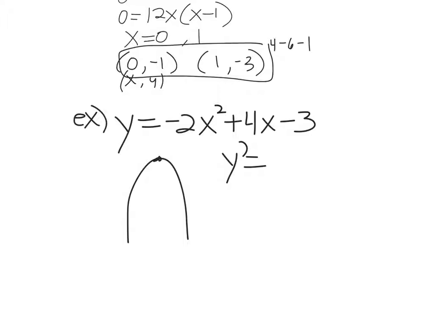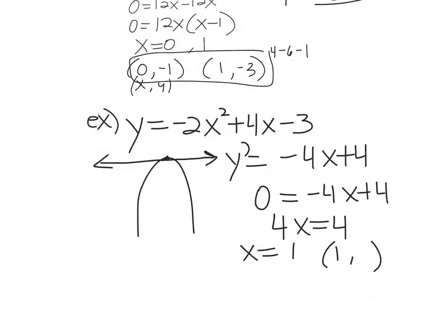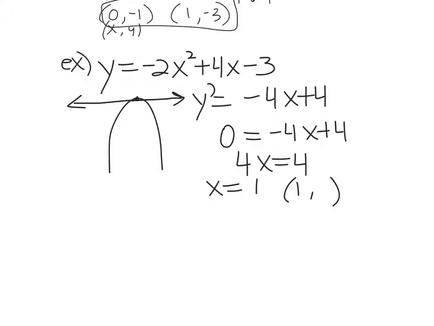And you get negative 4x plus 4. And if you want to find the maximum, that would be where your tangent is horizontal. So you would set this equal to 0 and solve. So you'd add 4x, and you get x equals 1. And then you take 1 and you plug it back in. Negative 2 plus 4 is 2 minus 3, negative 1.